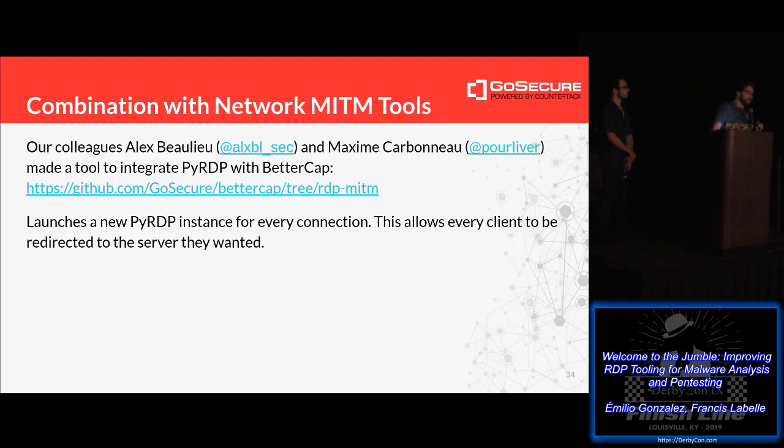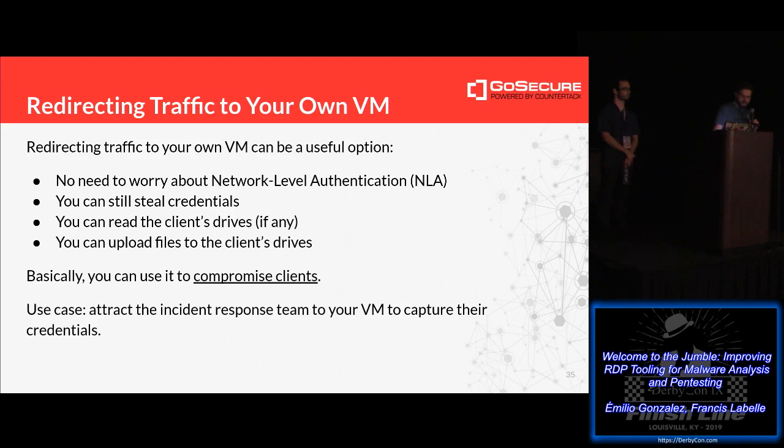The way we thought you would use PyRDP is, since it's agnostic to the network man-in-the-middling technique, we talked about how we didn't want to maintain ARP spoofing. You need to use it in combination with another man-in-the-middle tool. So what our colleagues did is integrate it with BetterCap. Every time BetterCap intercepts a connection, it's going to launch a new PyRDP instance, and redirect the user to the proper destination that they expect.